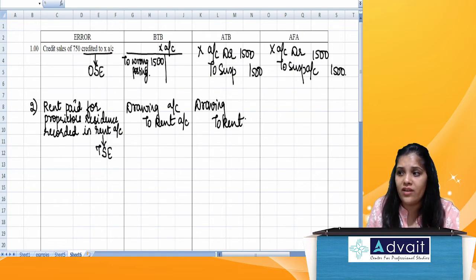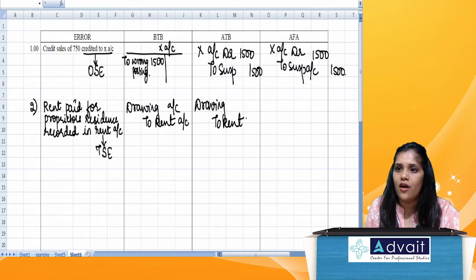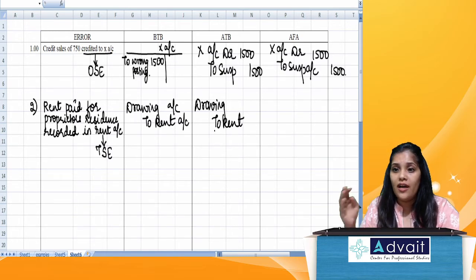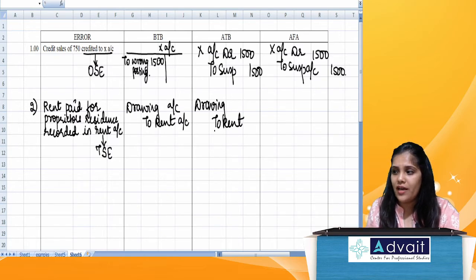Clear? Yes, TB will tally if it is a two-sided error. Okay. Now come to the AFA. Now this is the important part. Please pay attention. Last time you will have to pay a good attention.